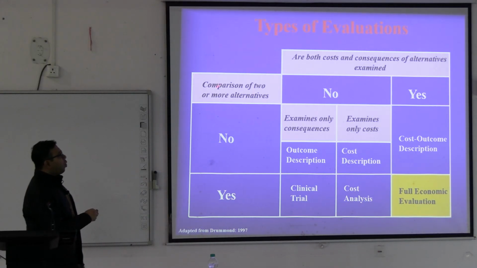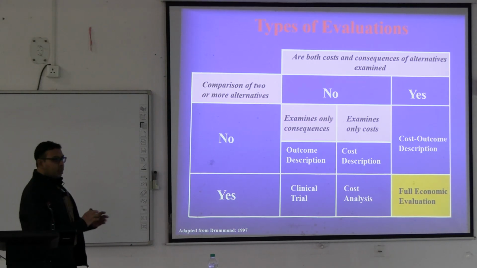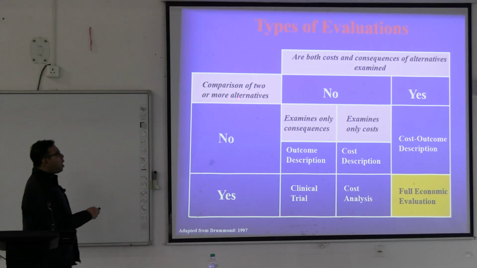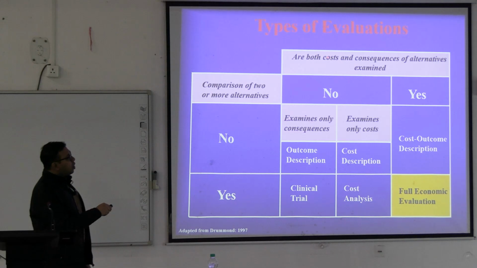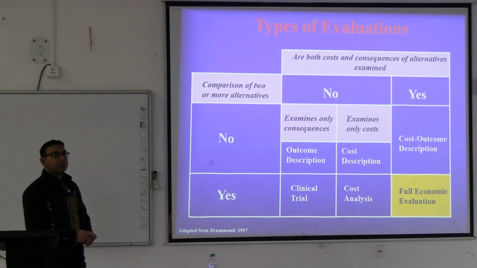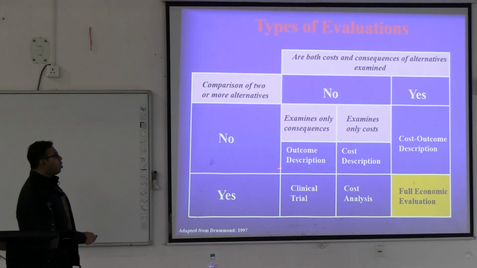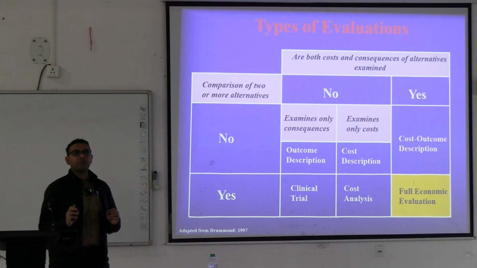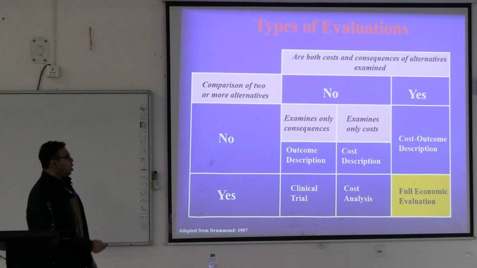For example, whether we are comparing two or more alternatives or not, and whether both cost and consequences of the alternatives are examined or not. This is in simple terms. When we are not comparing two or more alternatives and we are not examining cost and consequences, here we can examine only consequences, that is we are giving drugs and only the outcome is measured. What will be the outcome? So this is basically a simple outcome description. We are giving the drug, what will be the outcome? How much blood pressure is diminished, like this.